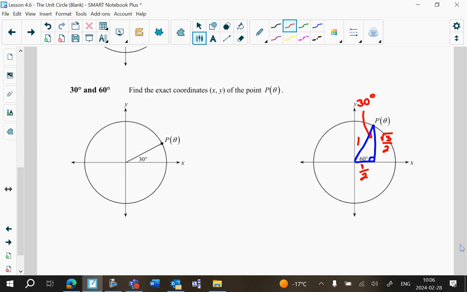So the point on the unit circle, when I put the 30, 60, 90 triangle in like this, the x value is 1/2, the y value is root 3 over 2.